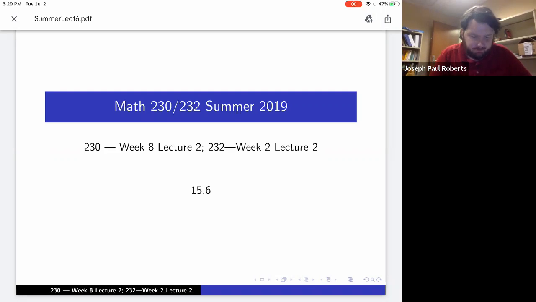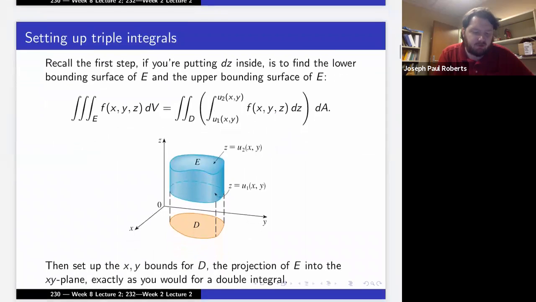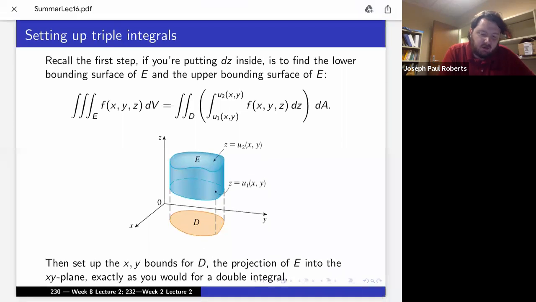There we go. All right, so today I guess we'll practice some more with triple integrals. If you remember yesterday, we talked about how with triple integrals, the main first step to getting going is setting up the innermost bounds. And the ones we looked at yesterday, we put dz on the inside.